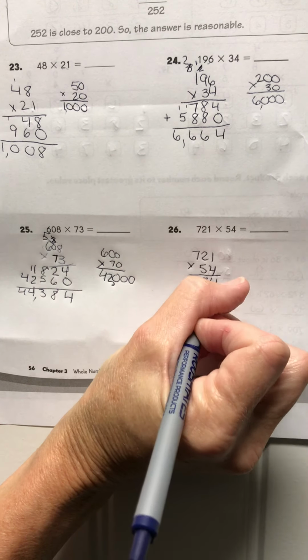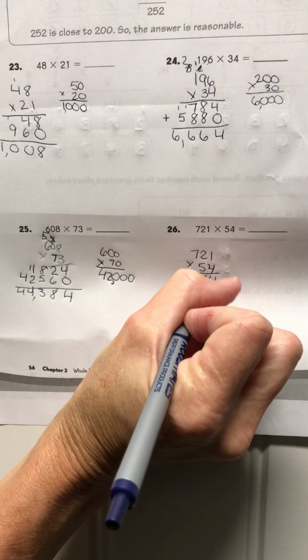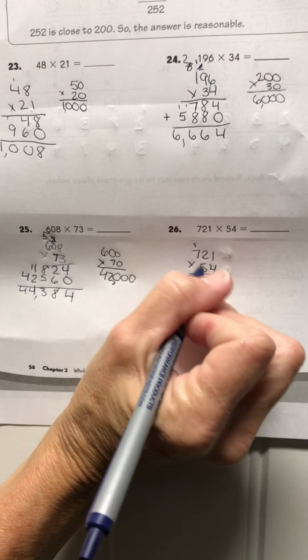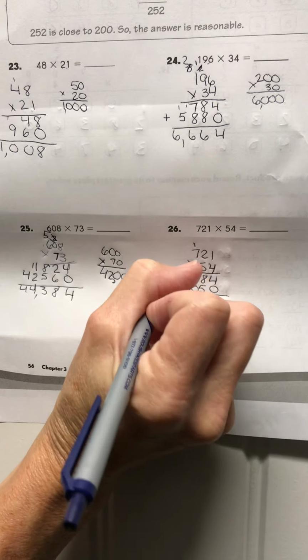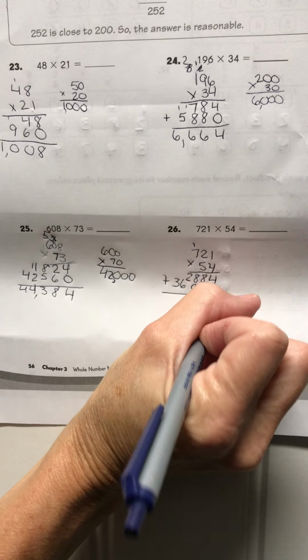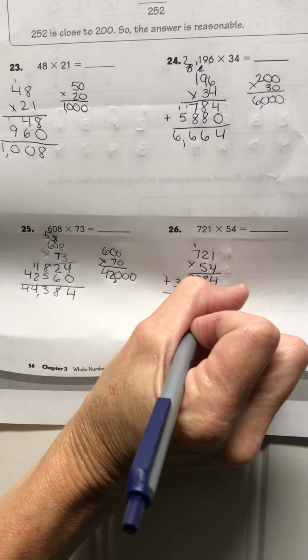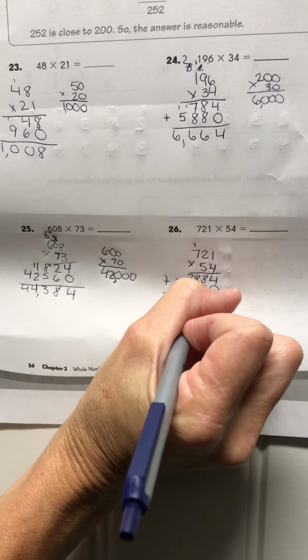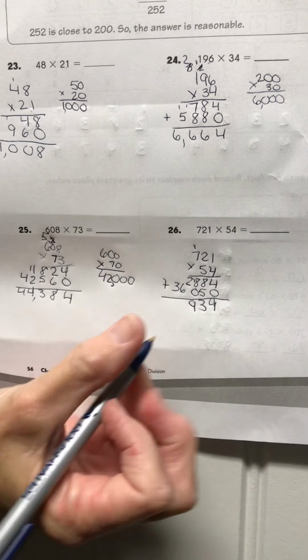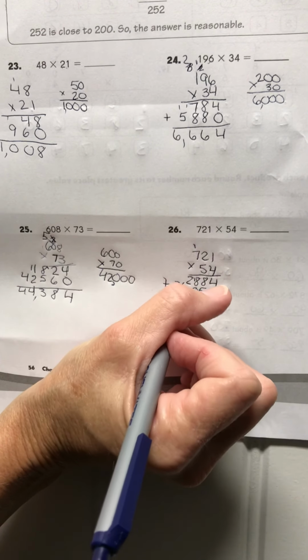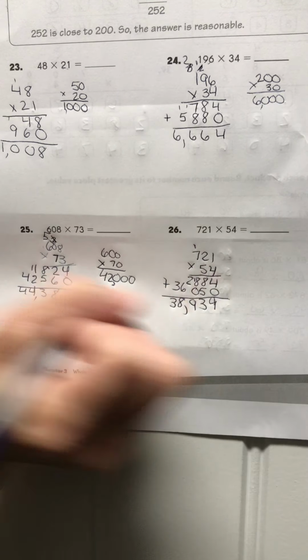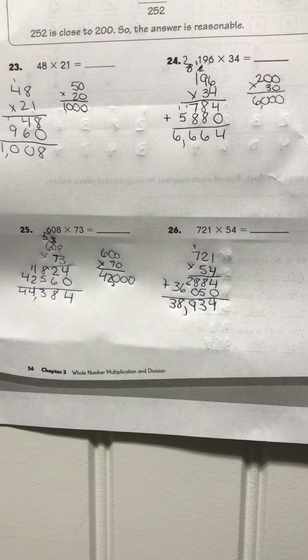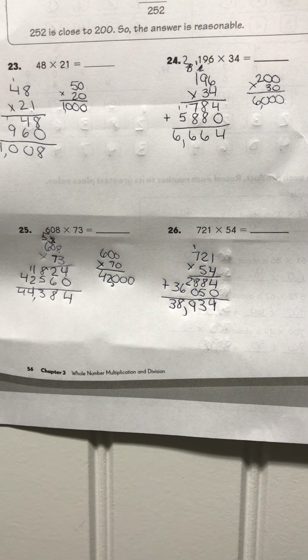Now we can multiply times 5 because he just showed up. 1 times 5 is 5. 2 times 5 is 10. 7 times 5 is 35 plus 1 more is 36. Add these together. You have 4, 13, 9. I don't have my numbers lined up very well, do I? 6 plus 2 is 8. Did not line my numbers up very well. So it's 38,934.